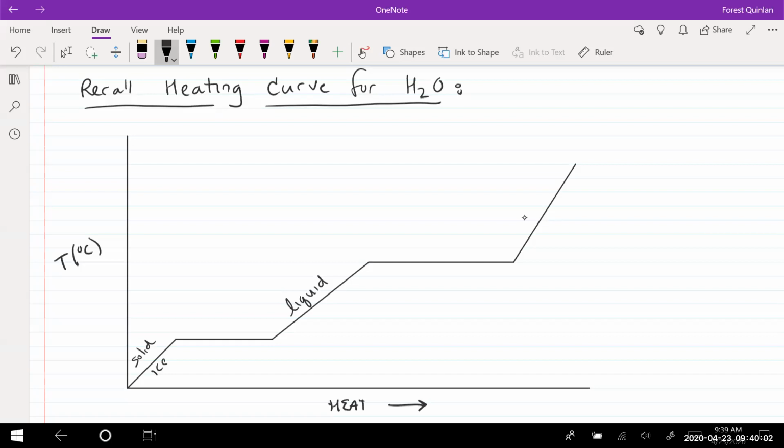Now, we also have on this transition. So we had the transition going this way. And we had the transition going. You remember that. Which means at this point right here is the melting point, which we know is 0 degrees Celsius.